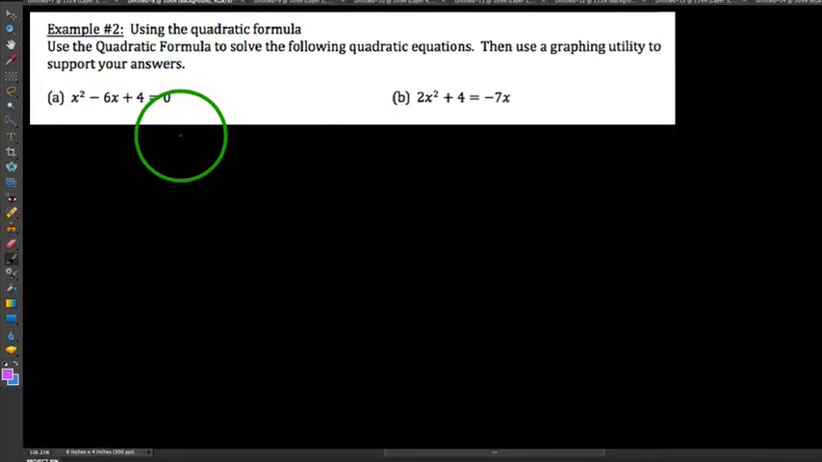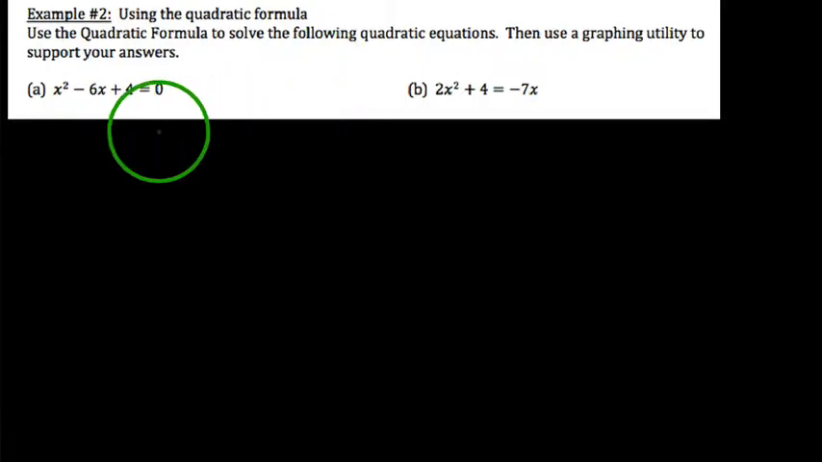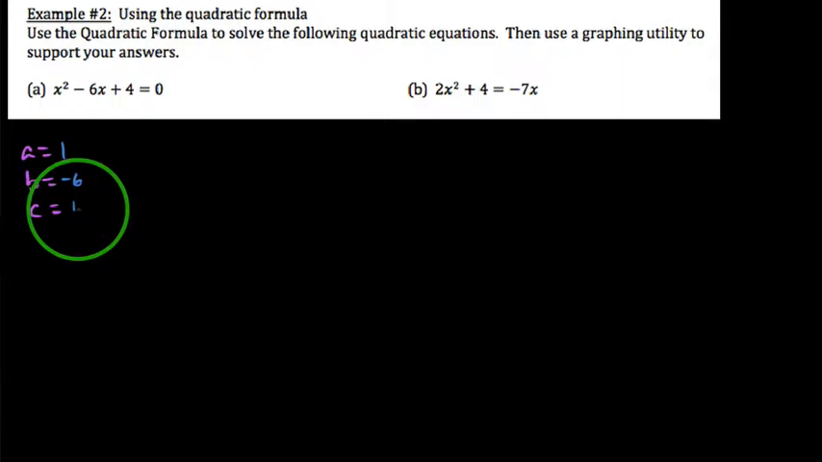So these last couple of examples, we're just going to tackle these really, really quickly. I'm going to move fast here. So we'd say A, B, and C. And I would encourage you to pause this and try these on your own first. But we'd say A here is 1, our B value looks like negative 6, and our C value is 4.